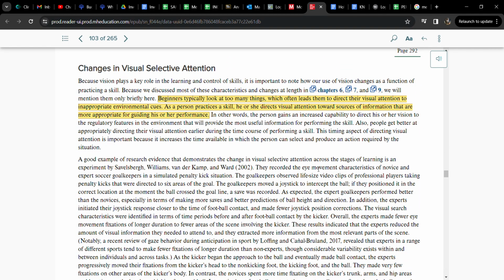Next is changes in visual selective attention. We've talked about this as well. What do experts pay attention to? What do they look at in certain contexts versus what do beginners look at? That's what you start to change and develop as you become better. You're not going to be paying attention to the same visual cues throughout that entire time. You're going to start picking out little things that allow you to be more successful as time goes on.